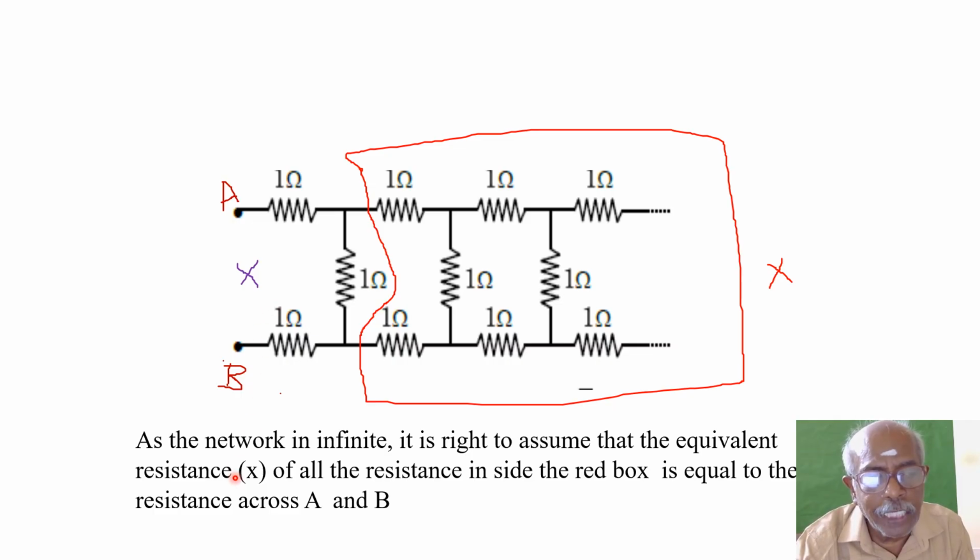As the network is infinite, it is justified to assume that the equivalent resistance X of all the resistances inside the red box is equal to the resistance across A and B.